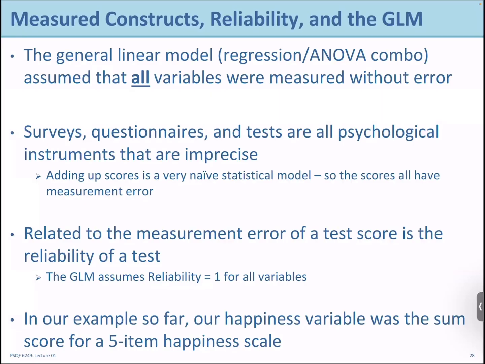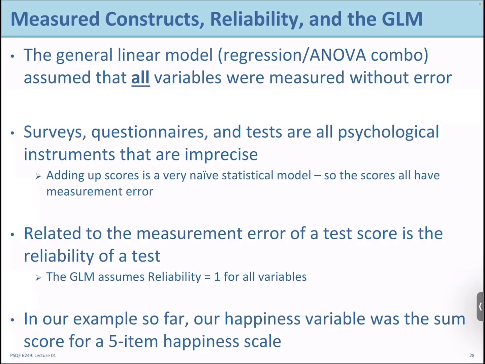All the scores have measurement error. Related to measurement error in a test score is the reliability of a test, right? If we have no error whatsoever, reliability should be 1. It's an index between 0 and 1. So we want high reliability because that gives us confidence that our measurement is precise. The lower the reliability, the less precision we have in our instrument, so the bigger the difference this person's score might be if we gave them this test multiple times.